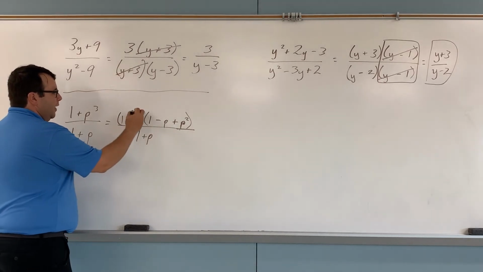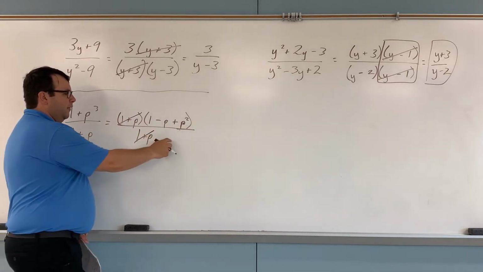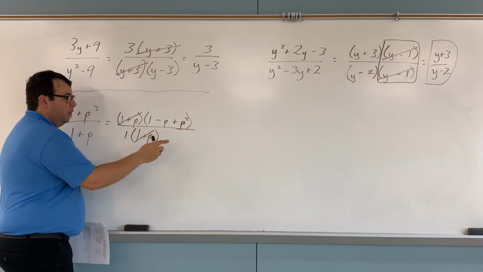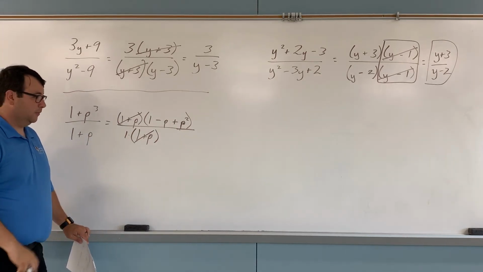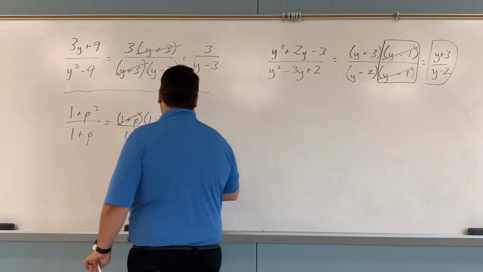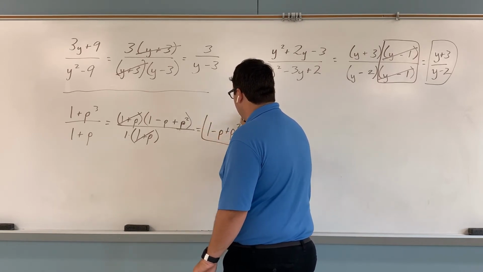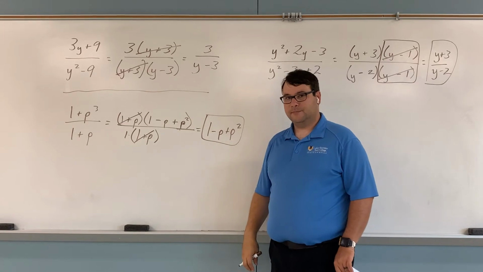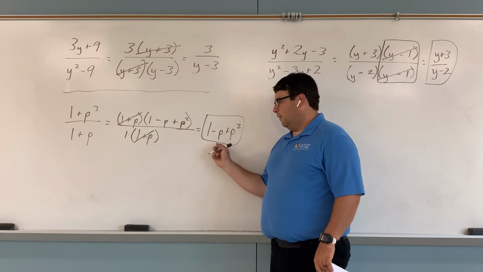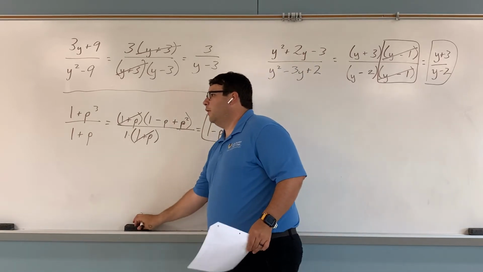Absolutely. I can cancel 1 plus p from both numerator and denominator. Now you might be saying, well, what am I left with down here? Remember, this is technically like 1 times 1 plus p as a product. So technically you're left with this over 1, but anything over 1 is indeed itself. So I have 1 minus p plus p squared as my end result. But if you need to see that 1 in the denominator, absolutely you can write it, but your simplified versions should still come out to this. Okay, very good. Let's try another one.